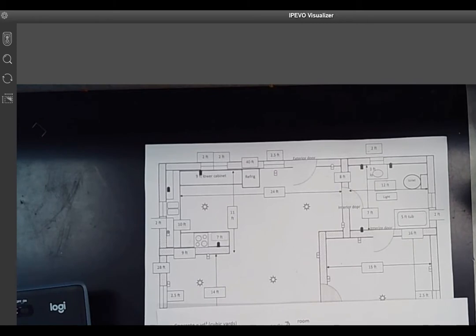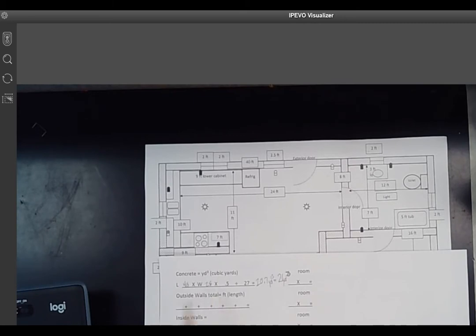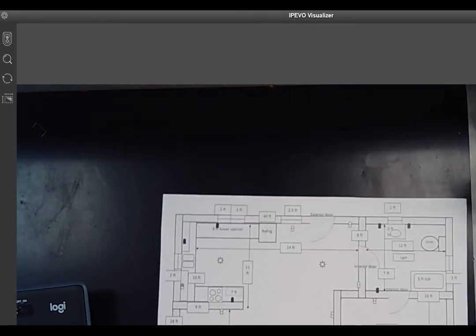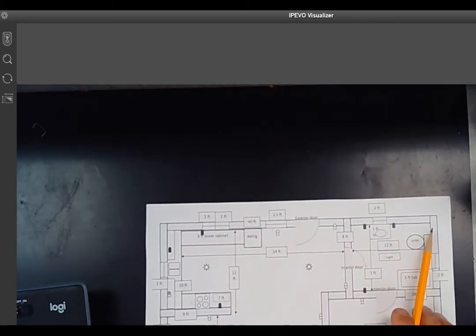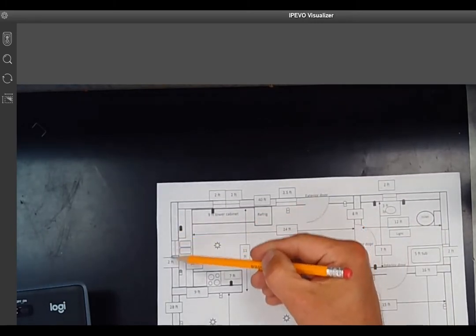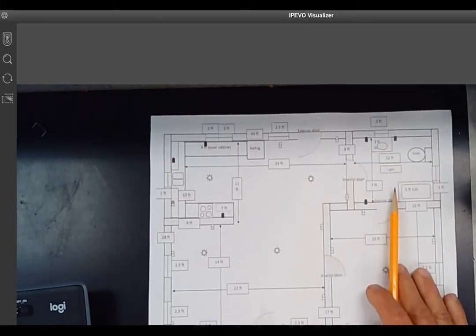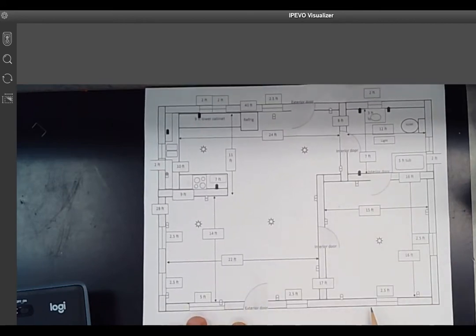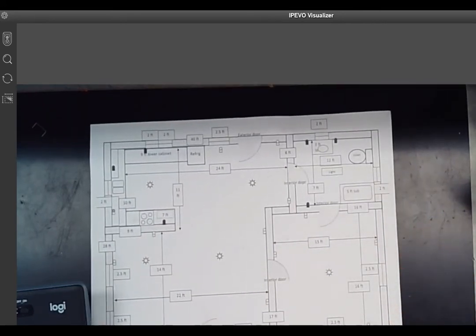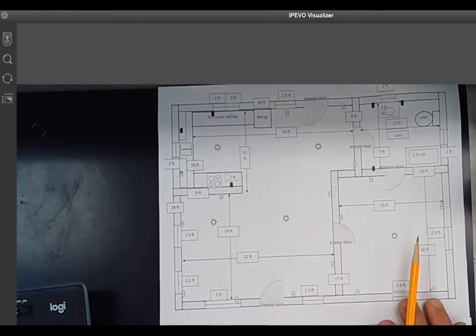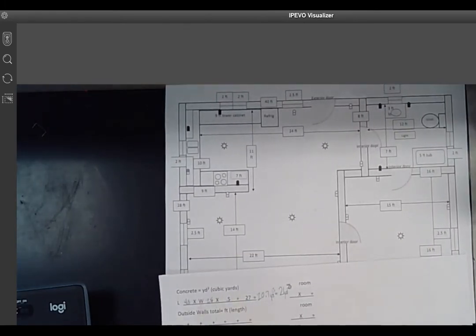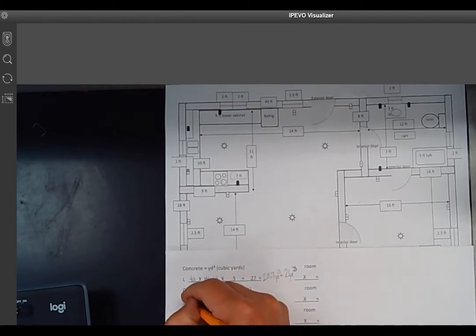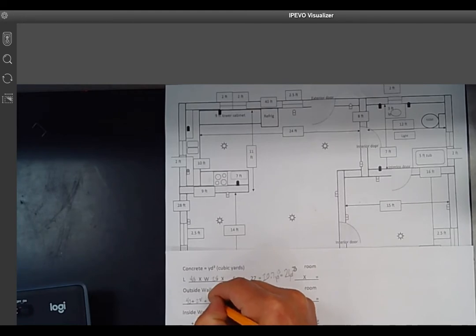Now, the next thing it asked me to read is outside walls. So, outside walls. This is an outside wall. This is an outside wall. This is an outside wall. And this is the outside wall. So, I'll fill in this little table here now. So, the first one was 40 feet. Then it was 28 feet. Then it was 40 feet. Then it was 28 feet.